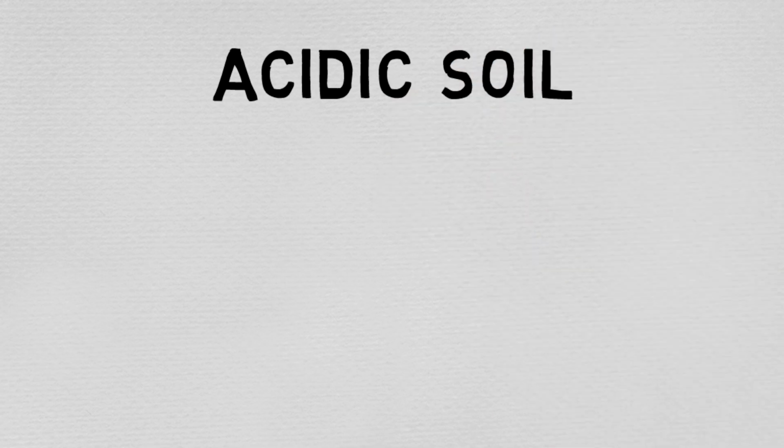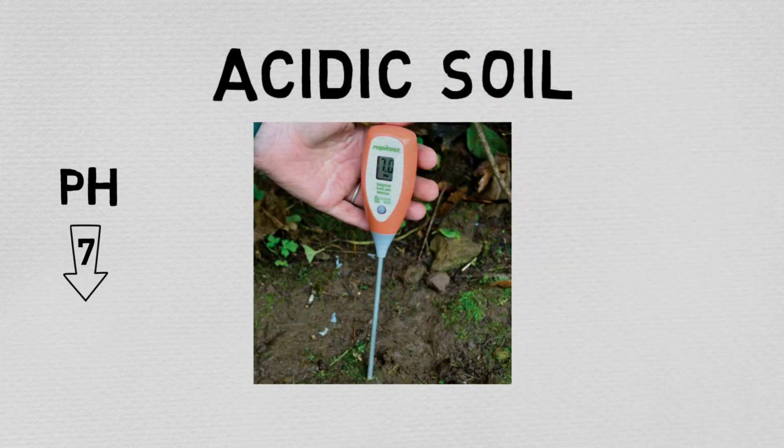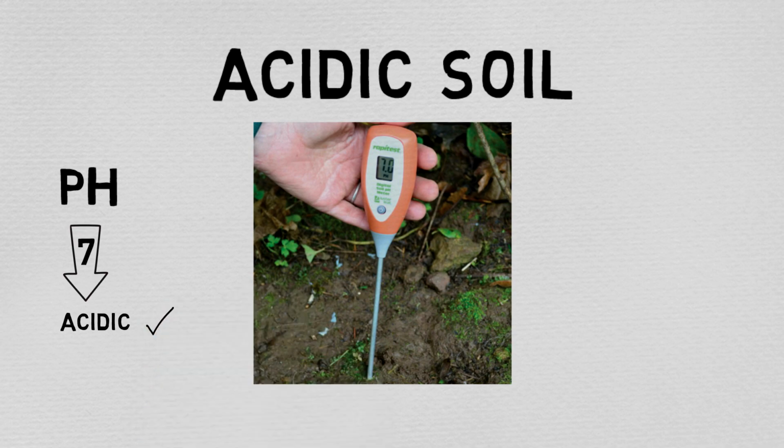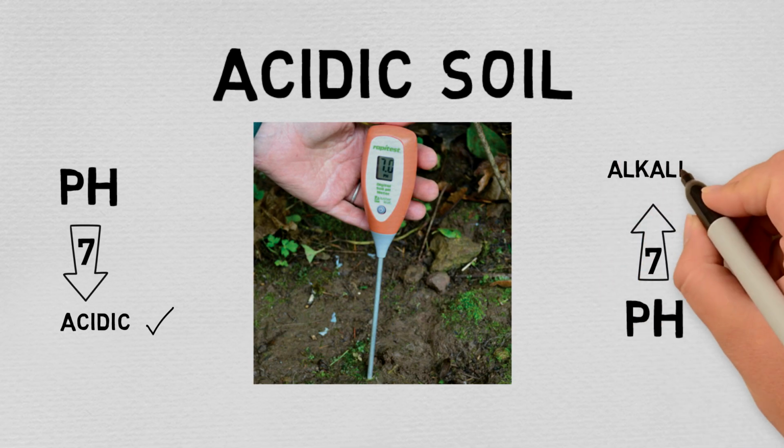Acidic soil. Any soil with a pH lower than 7 is called acidic soil. Most plants prefer slightly acidic soil. A soil that has a pH value above 7 is called alkaline.